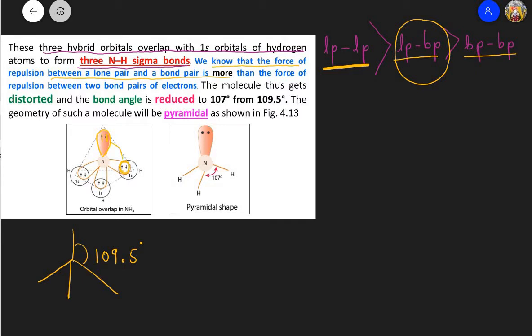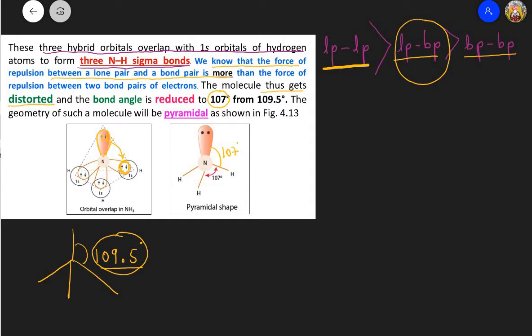So this lone pair and bond pair undergo repulsion, and because of that repulsion the bond angle, which is normally the tetrahedral angle of 109.5 degrees, is reduced to 107 degrees. Thus we can say the molecule gets distorted. Distorted means it undergoes a change in bond angle, and the bond angle here is 107 degrees. Is it clear, students?